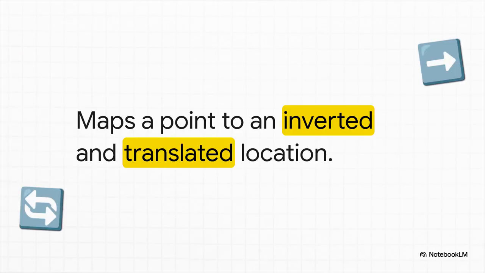Real quick before we finish, the source text does briefly note one more highly specific mapping, the linear fractional inversion. It basically takes that inside-out inversion process we just saw and layers a translation right on top of it, mapping a point to a new, inverted, and translated location. It's a really complex, multi-step geometric maneuver that perfectly caps off our academic breakdown of plane transformations today.